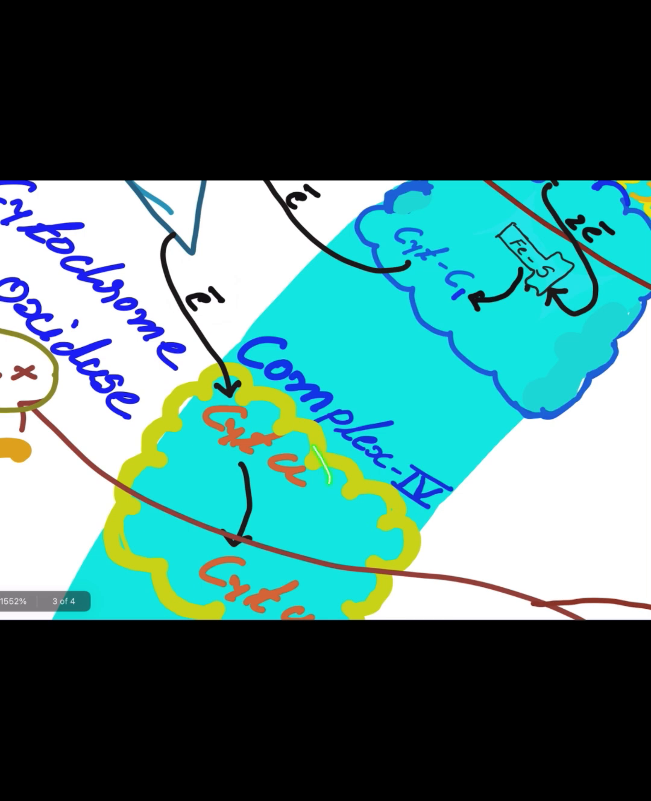Here in complex 3, the electrons are given to cytochrome b, then to the iron sulfur protein. From the iron sulfur protein, they are given to cytochrome c1. From cytochrome c1, the electrons are passed to cytochrome c. This cytochrome c at a time passes 1 electron to complex 4, that is cytochrome a, and ultimately to cytochrome a3.